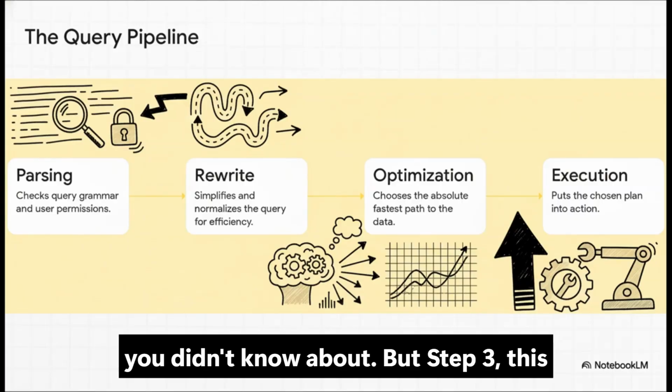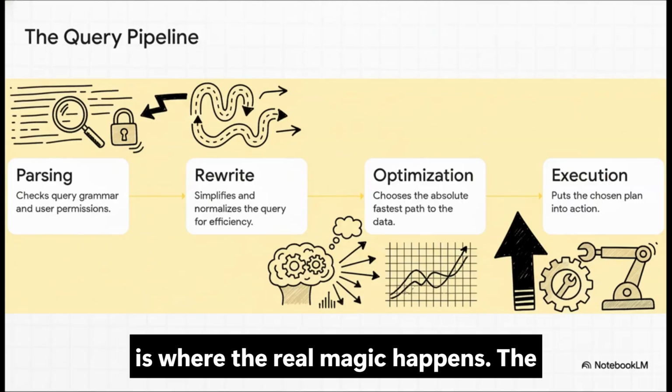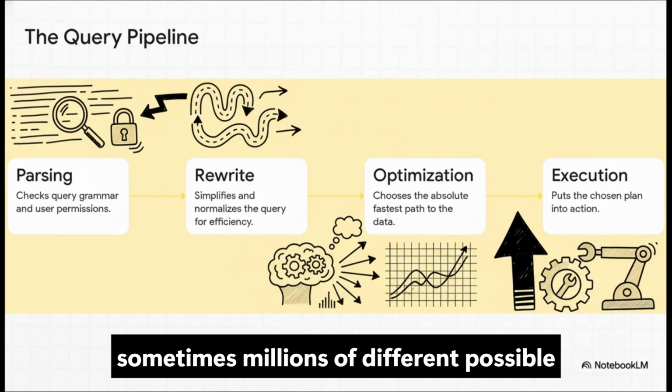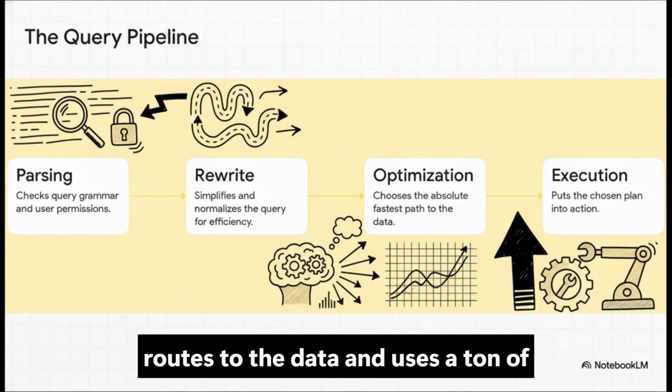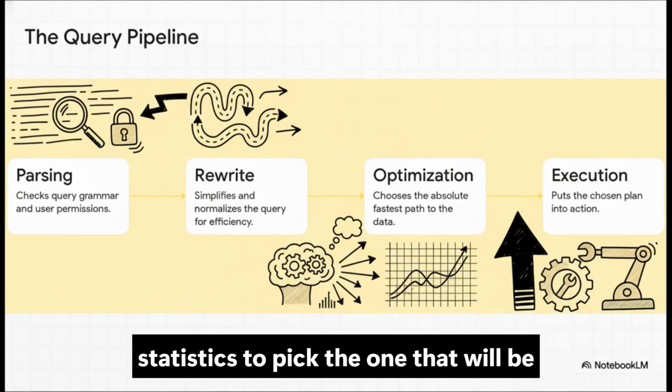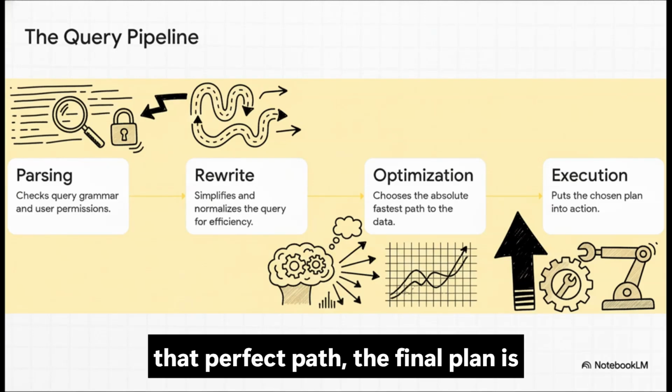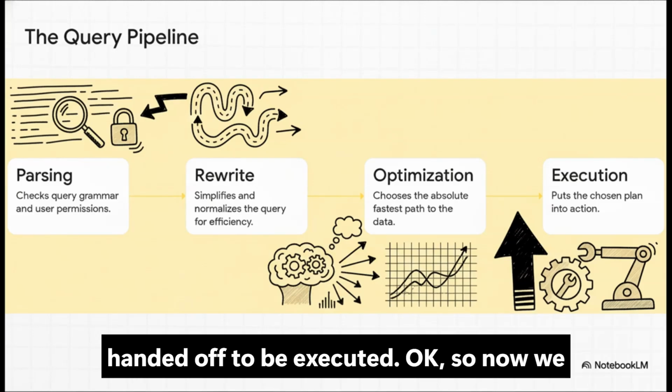But step 3, this is where the real magic happens, the optimizer. This thing is the brain of the whole operation. It analyzes thousands, sometimes millions of different possible routes to the data and uses a ton of statistics to pick the one that will be the absolute fastest. Once it's found that perfect path, the final plan is handed off to be executed.